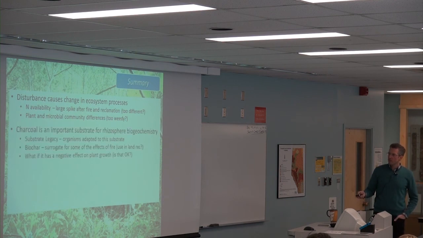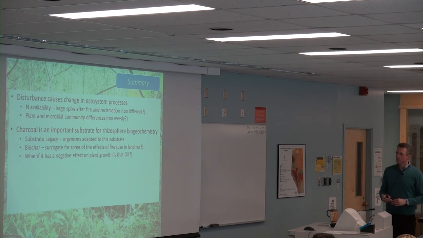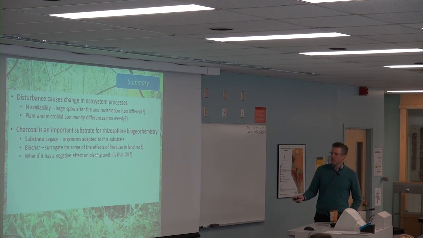And so one way to change that might be to recognize that charcoal is an important substrate for rhizosphere biogeochemistry, and this is the idea of a substrate legacy. So maybe we should be putting it back into the reclaimed environment because organisms are adapted to this substrate type. And so therefore, biochar is a surrogate for some of the effects of fire. So does it have a use in land reclamation? I think it does. And what if it has a negative effect on plant growth, though? Is that a good thing or a bad thing?